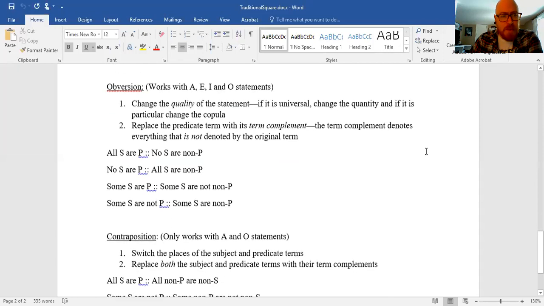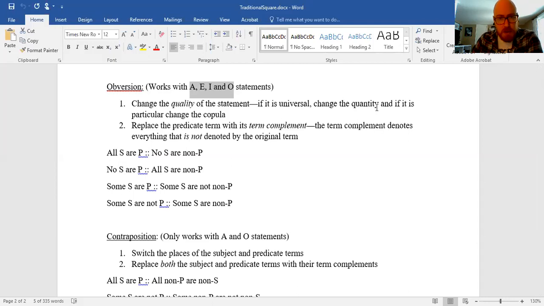Okay. Now, obversion works with all three of those kinds of statements. So obversion works with A, E, I, and O. So obversion with any standard form categorical proposition is always going to be valid, okay? Now, obversion has two steps. The first thing you want to do is change the quality of the statement. So if it's a universal, you're going to change the quantity. All right, so if it's all, change it to no, and if it's no, change it to all.